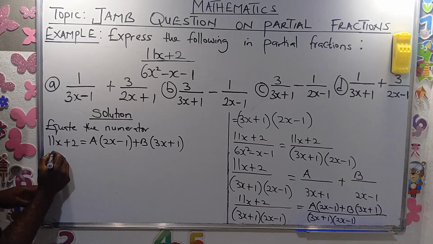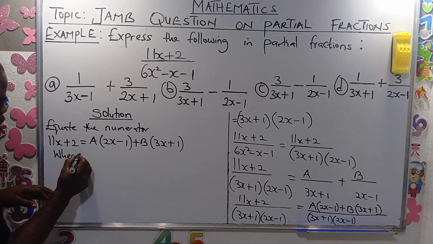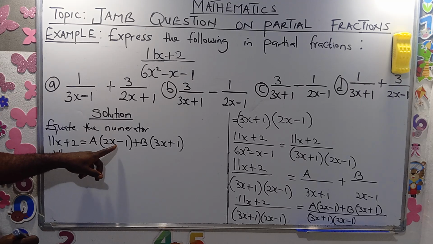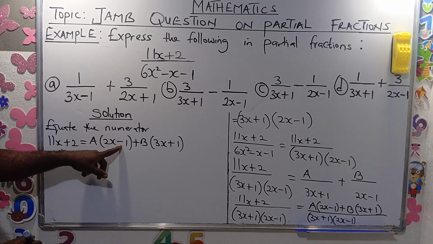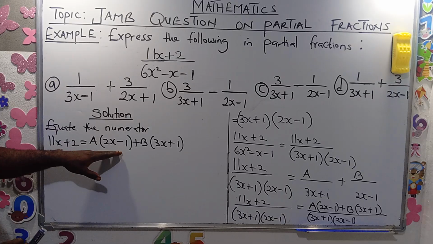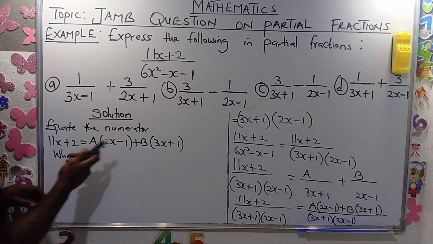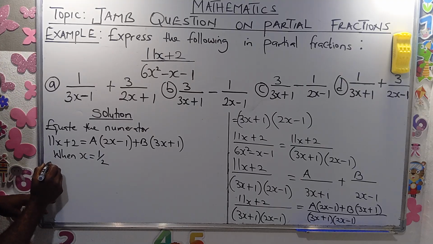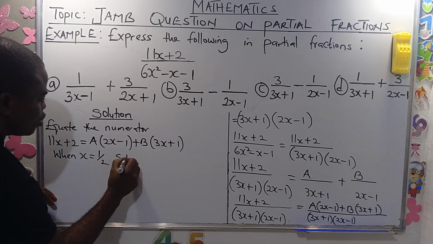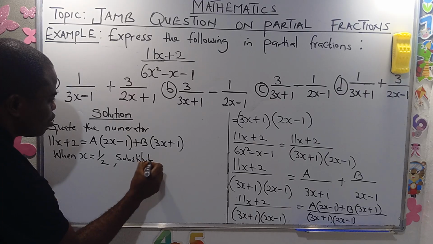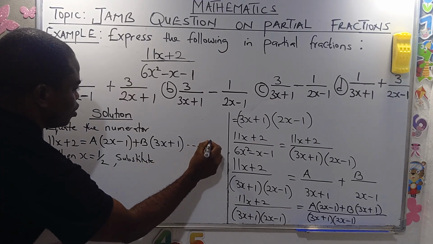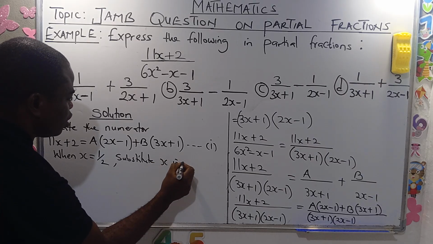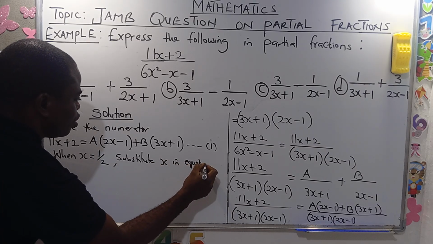Now, when x equals 1 over 2, when you replace x with 1 over 2, this A will cancel out. Let's see. When x equals 1 over 2, now substitute. Let's call this one equation 1. Substitute x in equation 1.